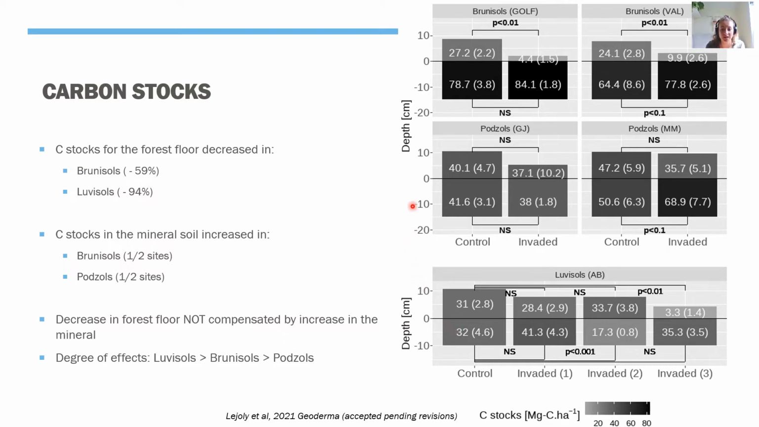For the mineral soil, there is in most cases no difference, and not enough of a difference to see an actual trend. What is clear though is that the decrease we observe in the forest floor is not compensated by an increase in the mineral. And the degree of effects is the highest for luvisols and the lowest for podzols.